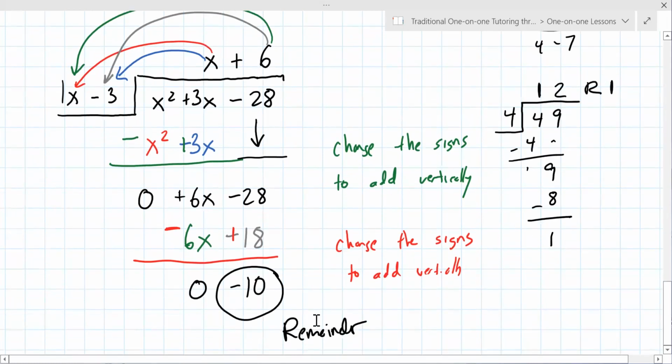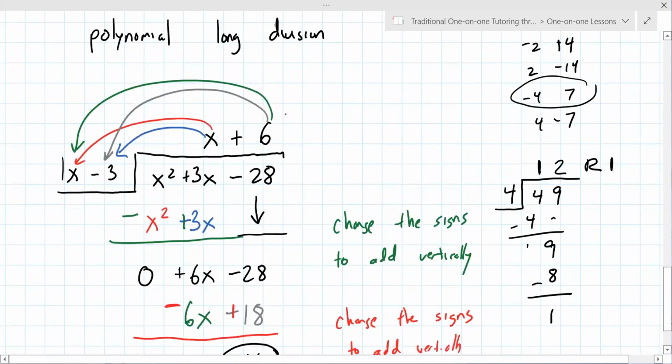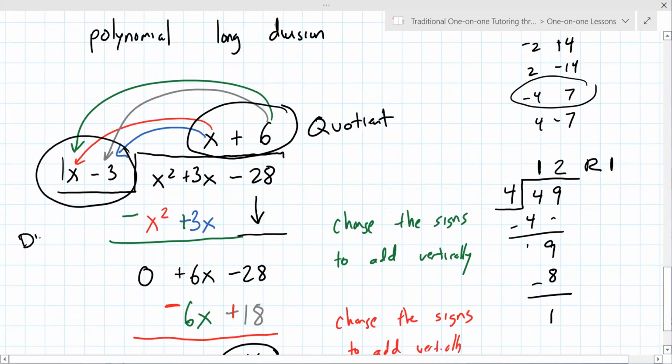So some other terms here that are important. This is your quotient. And this on the left here is called your divisor. There's a reason I'm doing this. Q, D, and R.